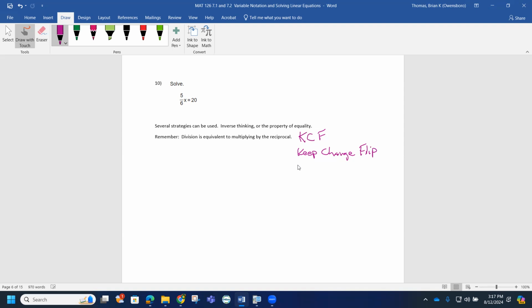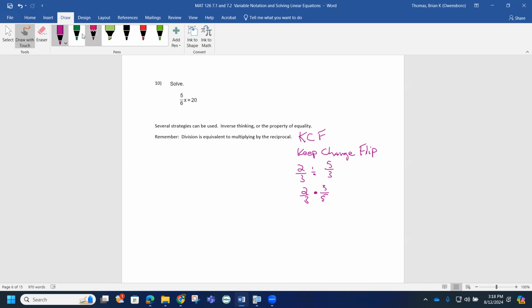So remember, if I gave you 2/3 divided by, say, 5/3, one way of doing it is I could write this as keep the 2/3. I could change division to multiplication. That's the multiplying part. And then flip means the reciprocal part. Reciprocal means to kind of flip the numbers. So this 5/3 turns into 3/5.